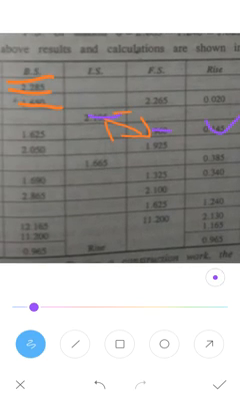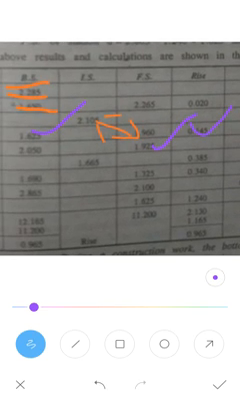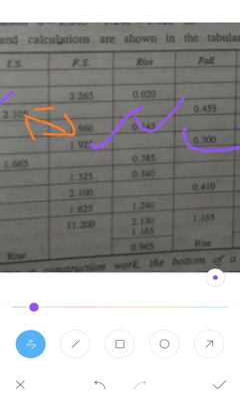After taking that reading, you will take this reading. Okay, after this reading you will take this reading. So that's why 1.625 minus 1.925. If you subtract these two, you will get a value of 0.30. So that's why it is in the fall column.